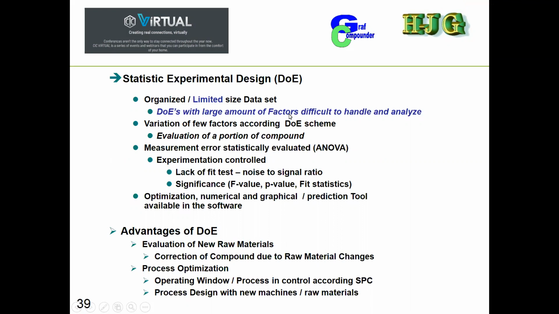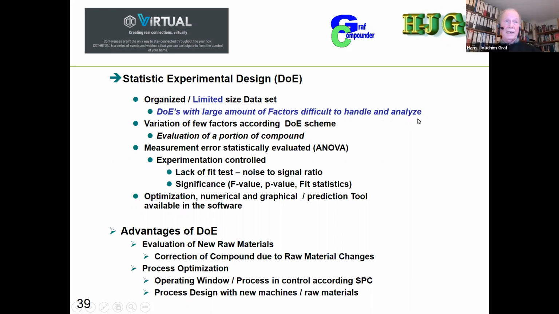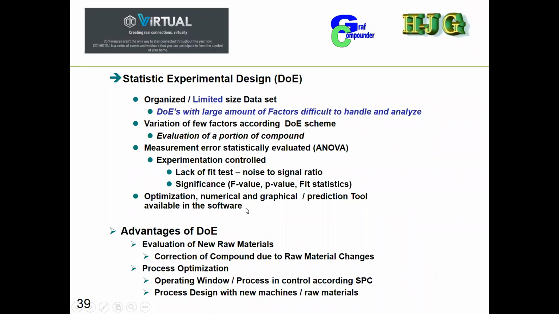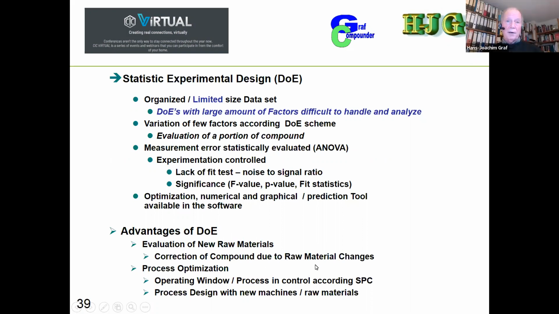So what we have is that a large number of factors in a design are difficult to handle and analyze. Yes, and then we have all the statistics. But the advantage of all that, what I'm doing here, and we see that in the old literature, is that we are statistically safe. What was true in the past is true today and in the future. We are able to handle new materials in a way that we learn a lot in no time. We have, in process optimization, the operating window and process design.